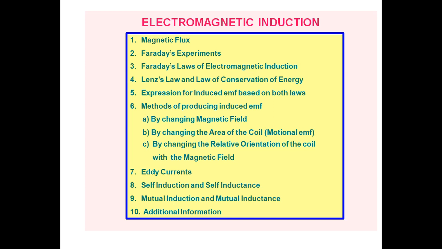After that, we will study about the methods of producing induced EMF. That is, first one by changing the magnetic field B, then by changing the area of the coil, or it is motional EMF. Next, by changing the relative orientation of the coil with the magnetic field. And after that, we'll study about eddy currents, self-induction, self-inductance, mutual induction, and mutual inductance, and some more additional information. Okay, so this is the brief syllabus of electromagnetic induction.